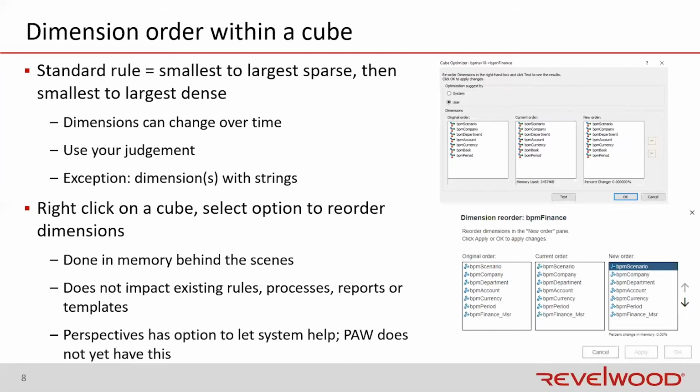Now, Perspectives has an option you can see up on the top of the screen to let your system help. So instead of you doing trial and error by following the rule, maybe you let the system make a first pass of it. PAW doesn't yet have that, but it is on the IBM roadmap, and it gives you the ability to do a bunch of playing, to do a bunch of testing. Lower the amount of RAM, makes your cube tighter, makes TM1 be able to process it quicker, optimize the overall usage of it.